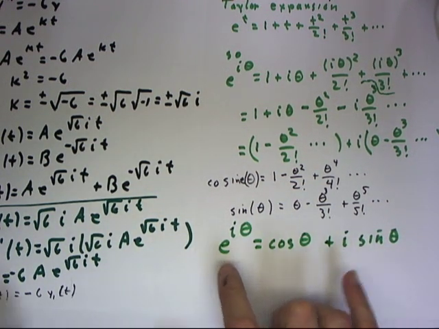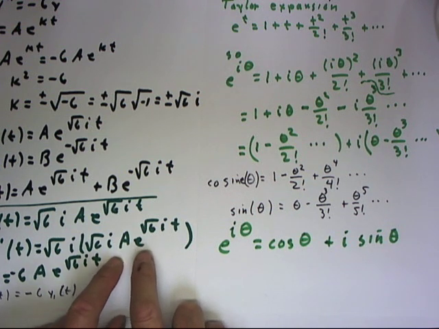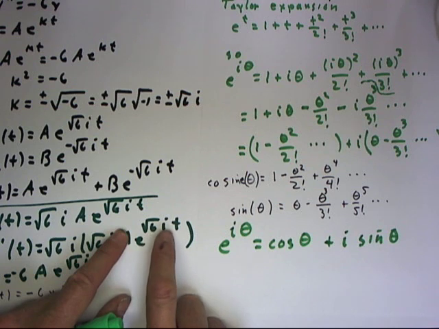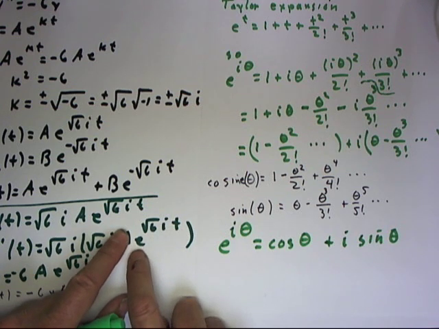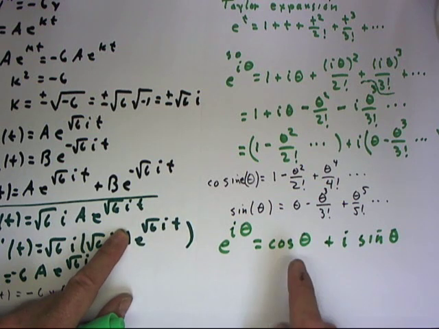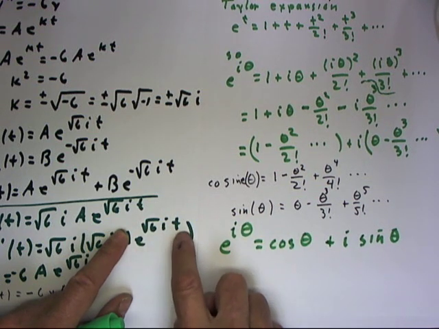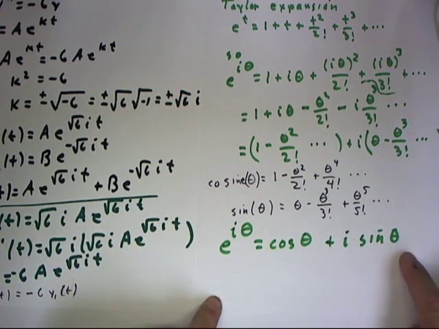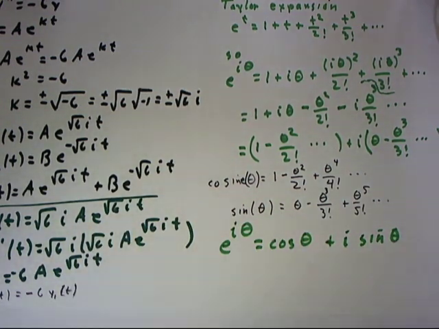And this identity is going to help us make sense of expressions like e to the i square root of 6 t. That is e to the i theta if theta happens to equal the square root of 6 t. So we could write this term out using this identity, and we'll go on with that in a minute.